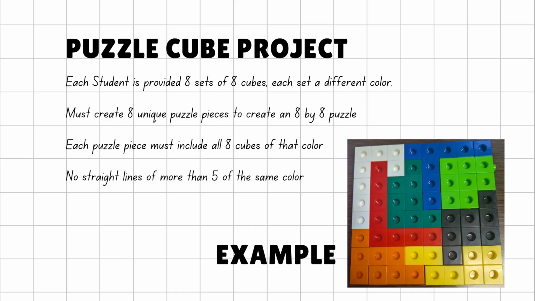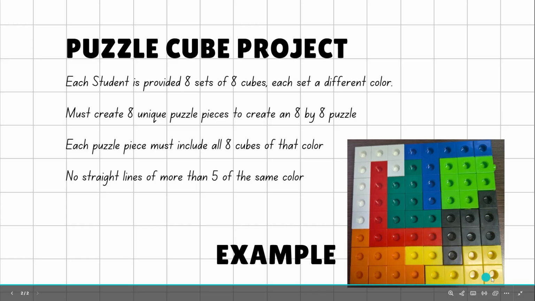An additional couple constraints: each puzzle piece must include all 8 cubes of that color, and there can be no straight lines of more than 5 of the same color. So for example, if you look at the red, you'll see 1, 2, 3, 4, 5 in a row. The blue, 1, 2, 3, 4, 5 in a row. The yellow, again, it's only 5 in a row total, but really it's only 4 as far as the constraint goes.